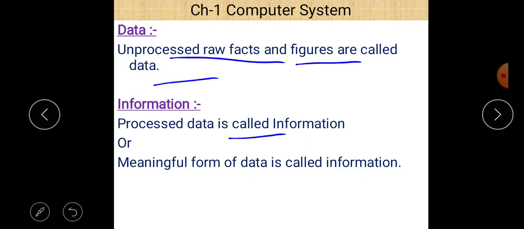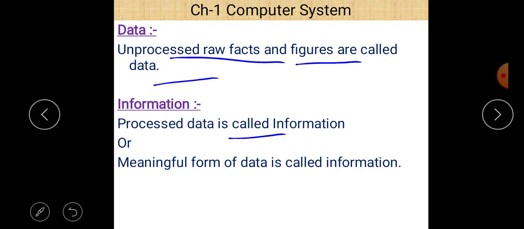So it is just like that. I told you a story, and I want to know what the moral of the story is. Suppose you say that honesty is the best policy is the moral of the story. Now in this case, the content of the story is called the data, and the moral of the story is called the information.